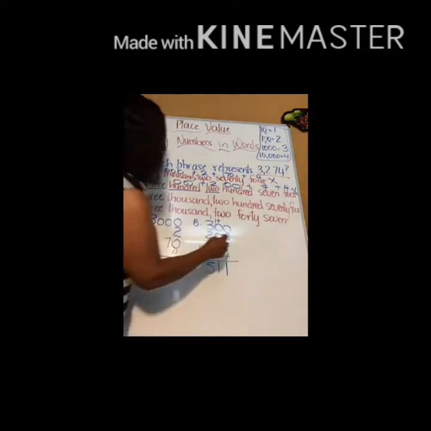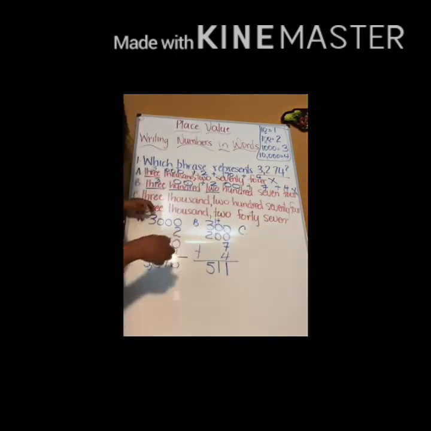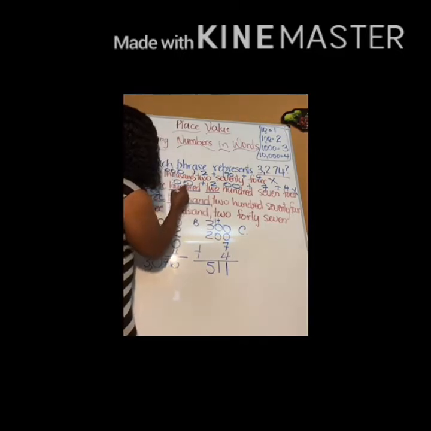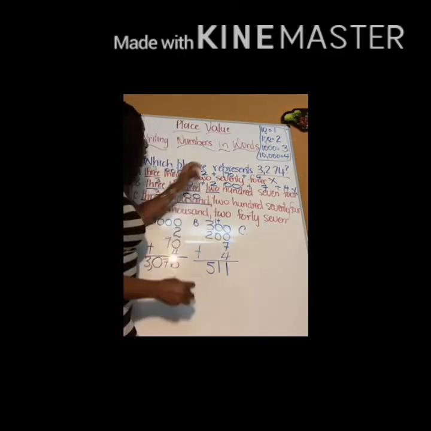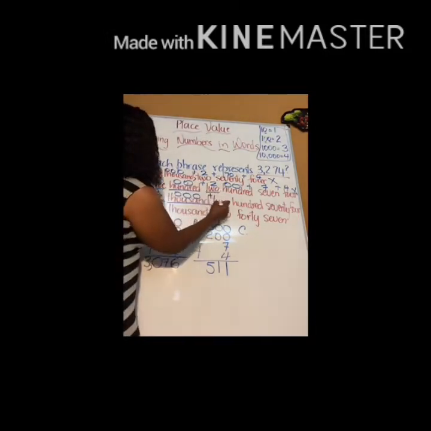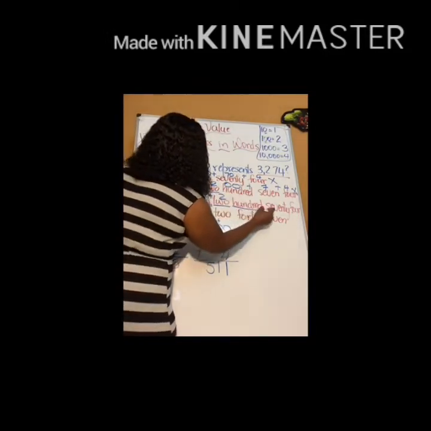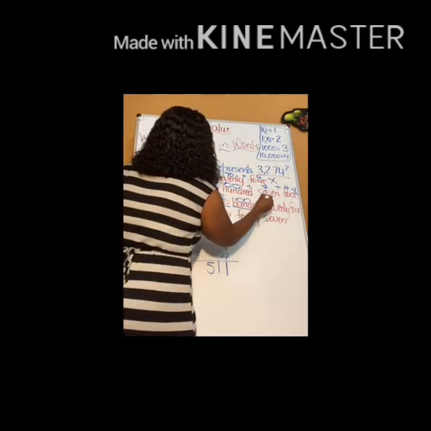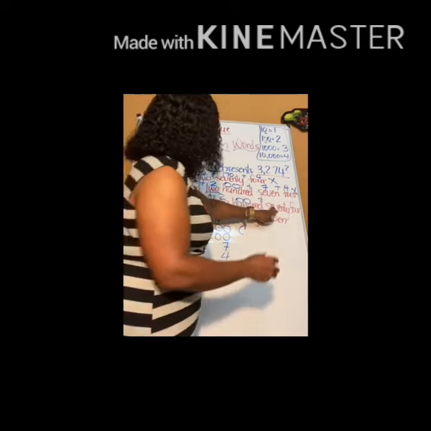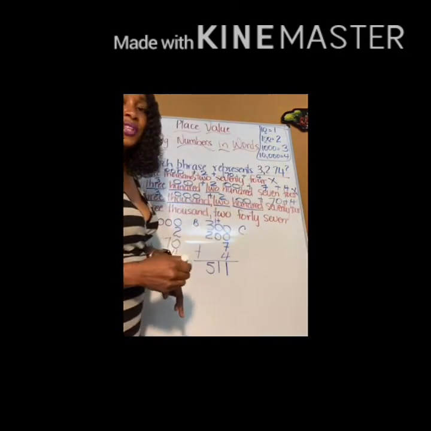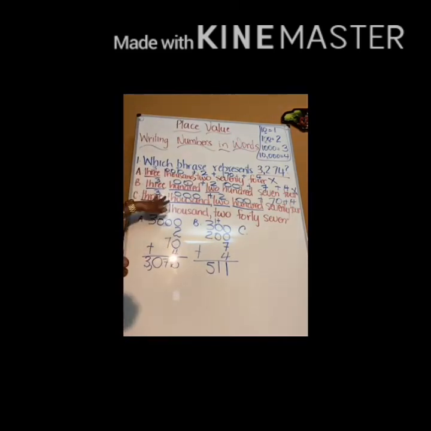Now I'm going to C. C says 3, so I'm writing my 3,000. 1, 2, 3 zeros are in 1,000. Plus 200. How many zeros? 2. 1, 2. Plus 70 plus 4. Now it's time for me to add them all up.